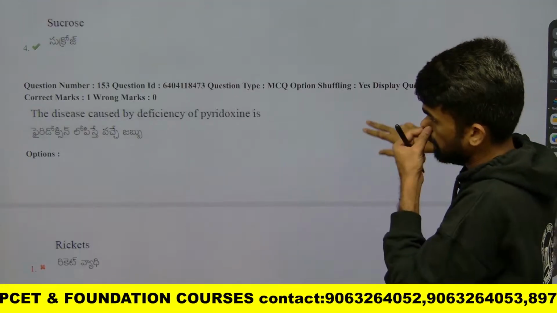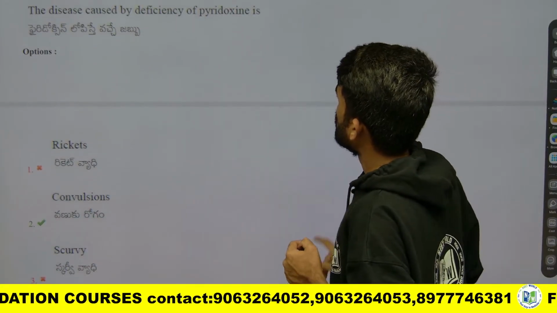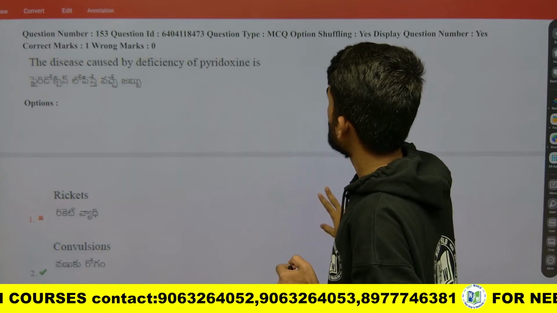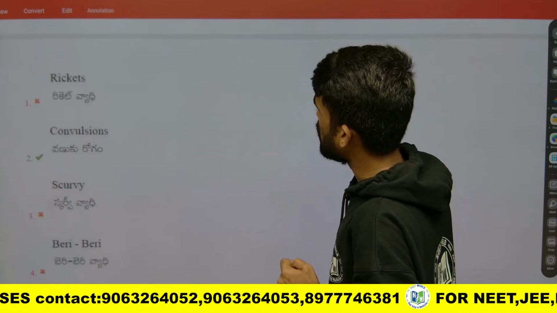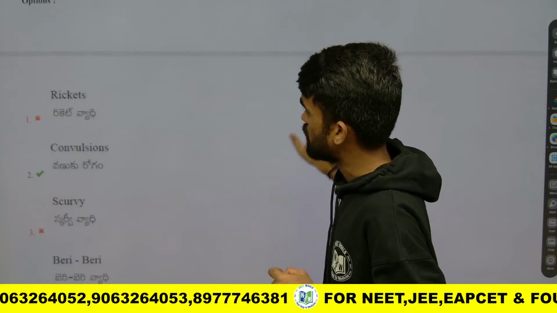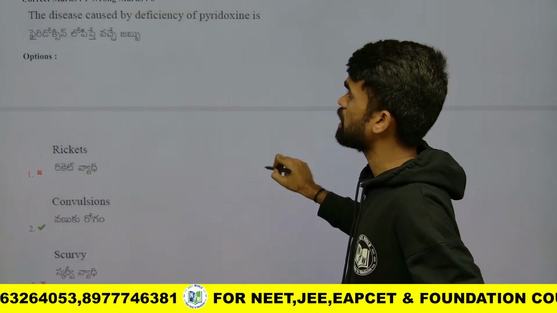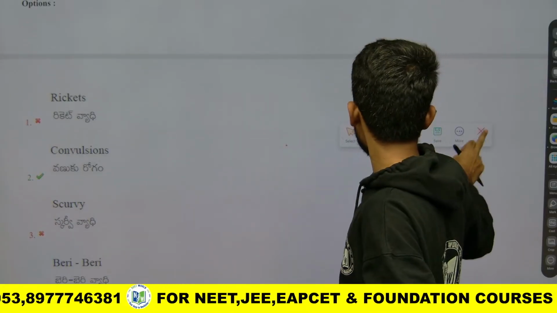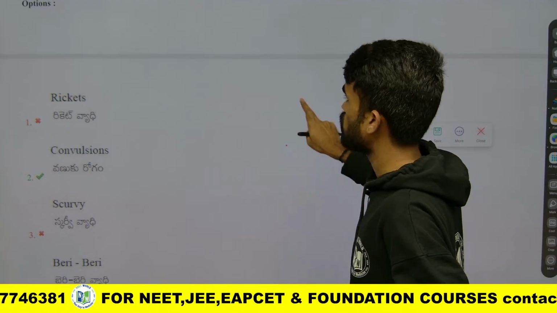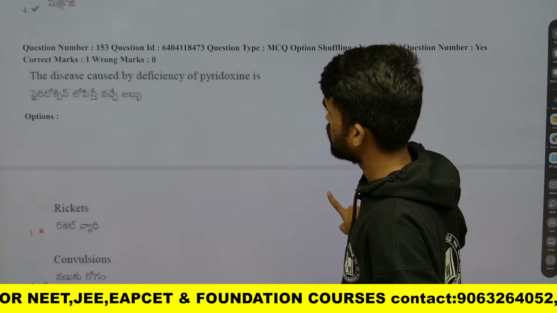Then next, the disease caused by the deficiency of pyridoxine. So pyridoxine, what? That is something like convulsions, we can say. Yes, so we have convulsions here. This is again a direct static question. If you know the concept, or if you have read it in the book, you can directly answer this.